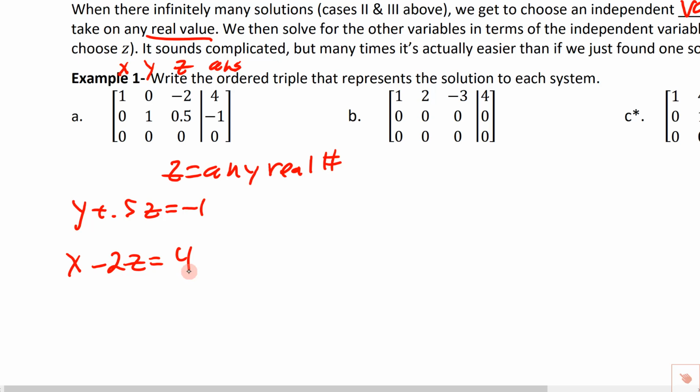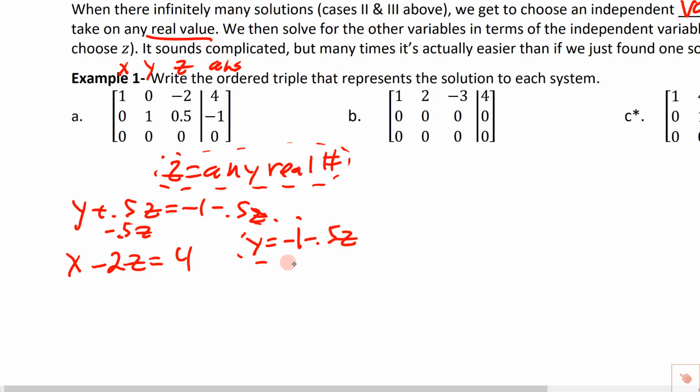So we're usually solving for what x is, what y is, and what z is. We've got z taken care of. Z can be any number. So we're just going to take this and rearrange it. We're going to solve for y in terms of z. So I'm going to move this over to the other side by subtracting 0.5z. And I'm going to write down y is equal to -1 minus 0.5z. And I'm going to put a dotted circle around that.